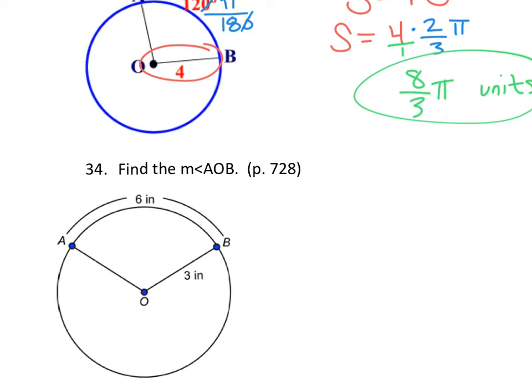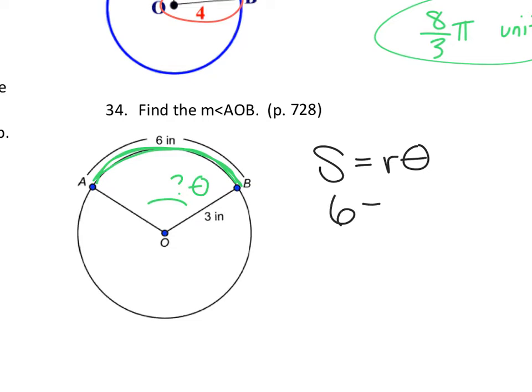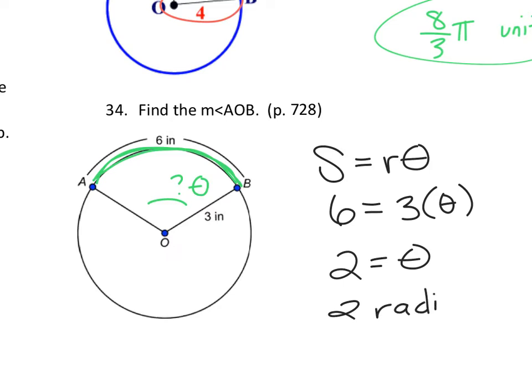Number 34, find the measure of the angle. So we have that this is the arc length right here. And we have the radius, but we don't know the angle measure. We don't know what theta is. So I'm going to use the formula S equals r theta. So it's going to be 6 equals radius, which is 3, times theta. So dividing both sides by 3 would give me 2 equals theta. So theta equals 2 radians. Remember, it's in radians, that is my unit.